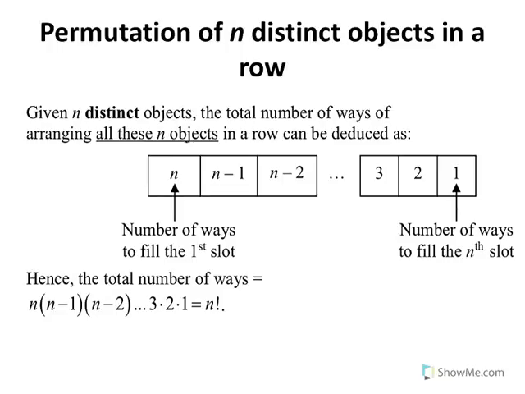How many ways? 6. 6 ways. Okay, very good. So 3 times 2 times 1. Okay, total of 6 ways. 3 ways to go into the first slot, 2 ways into the second, 1 way to the last. This is what we did last time.